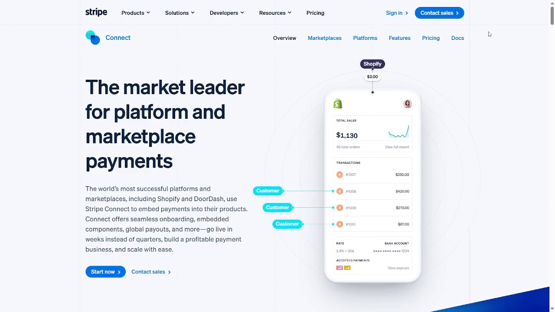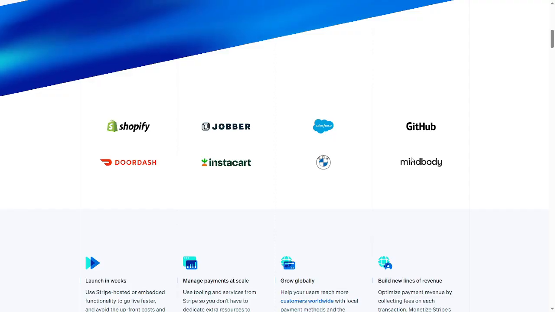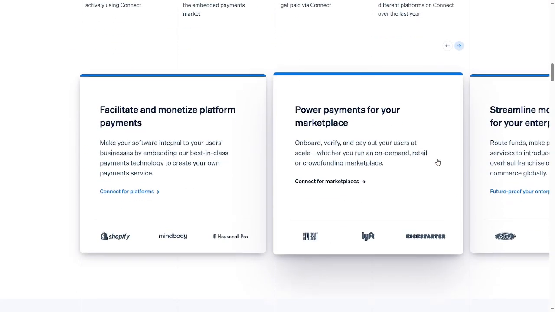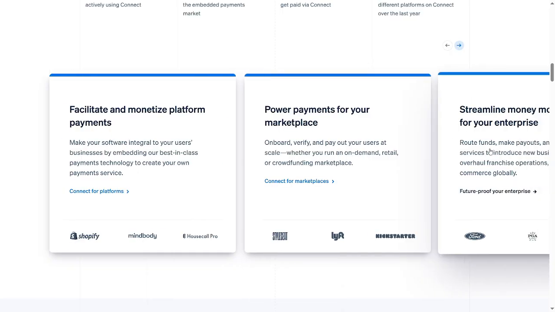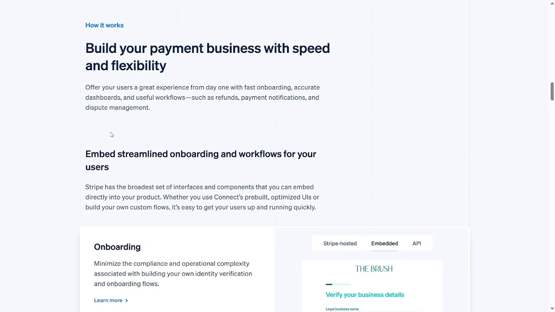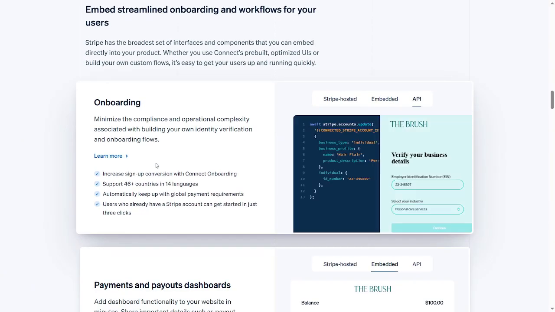Let's talk about Stripe Connect. Stripe Connect is built for flexibility. It was designed specifically for platforms that need to move money between multiple parties. Think of marketplaces like gig platforms, online stores with third-party sellers, or delivery apps with vendors and couriers.